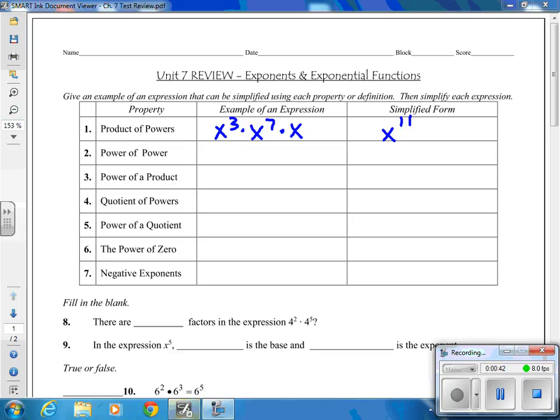Right? For the second one, power of a power, that would be where you have an actual power raised to another power, so something like this. And in my case, x to the fourth power raised to the seventh power becomes x to the 28th power.